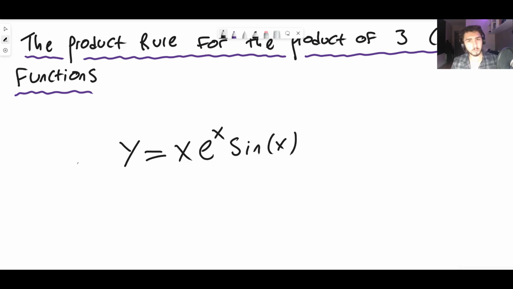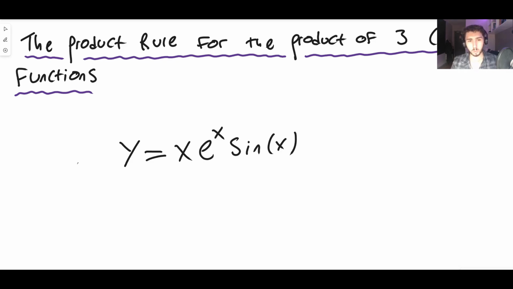Because you might say, well, it looks maybe like the product rule, but how are you supposed to do your u and your v, or your g of x and h of x, or whatever you label it? How are you supposed to do this when you have 1, 2, 3 functions? You have an x, an e to the x, and a sine x. How are you supposed to do this?